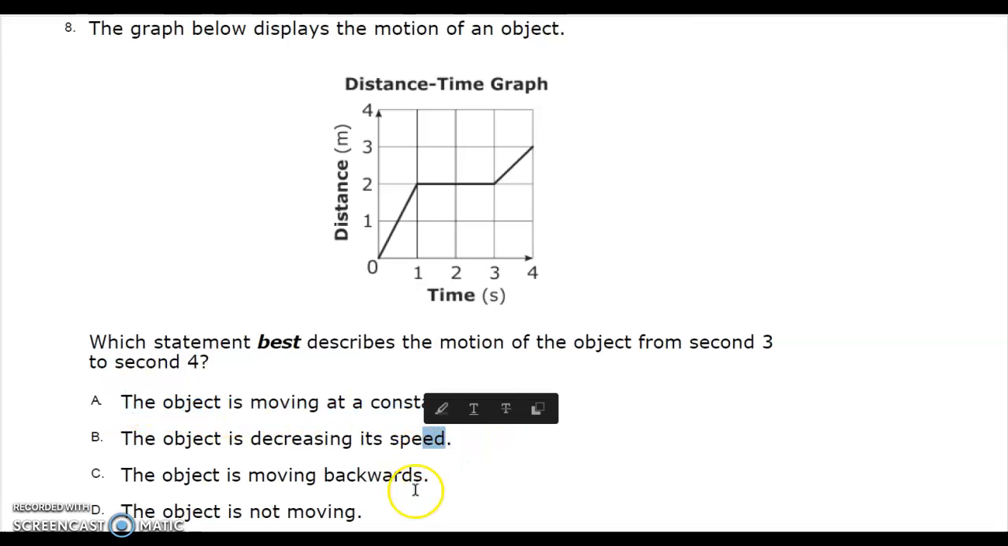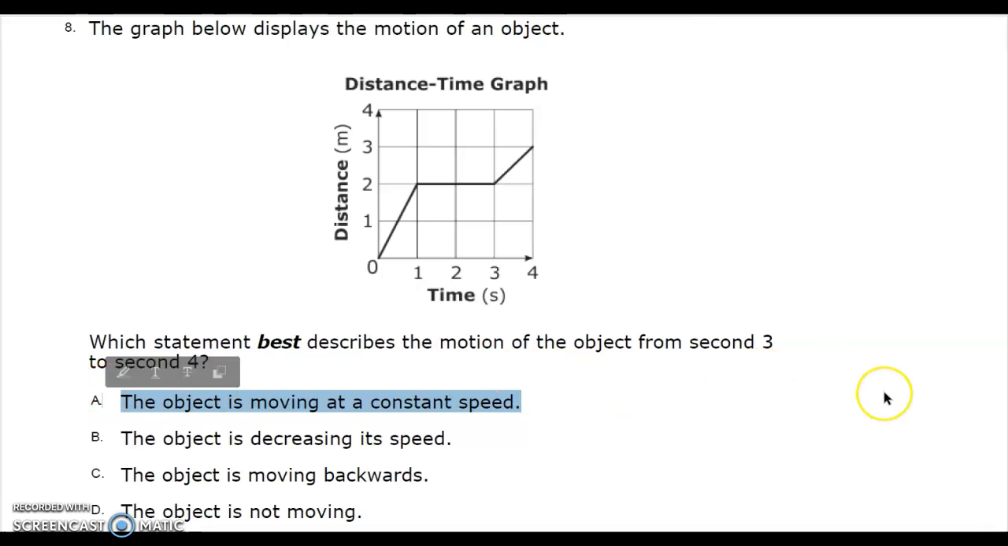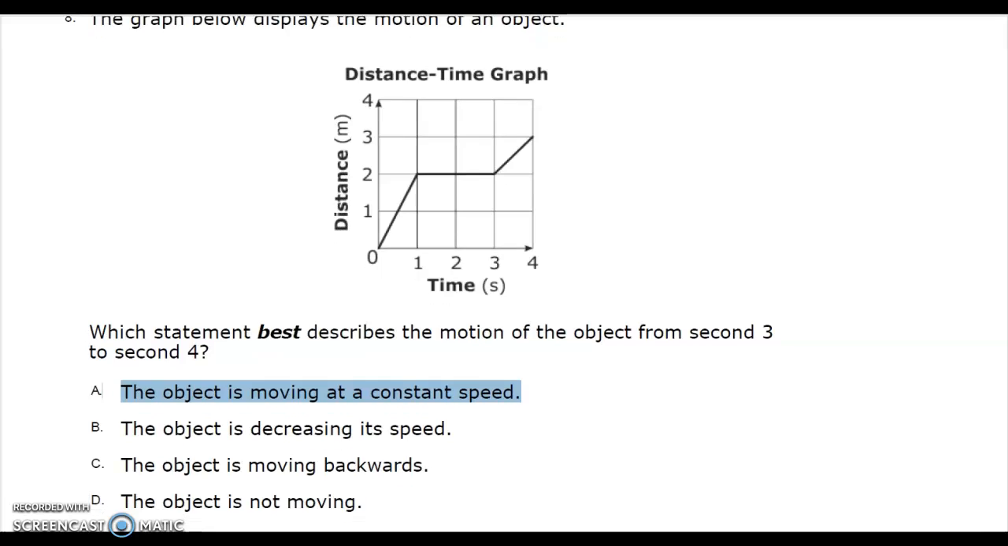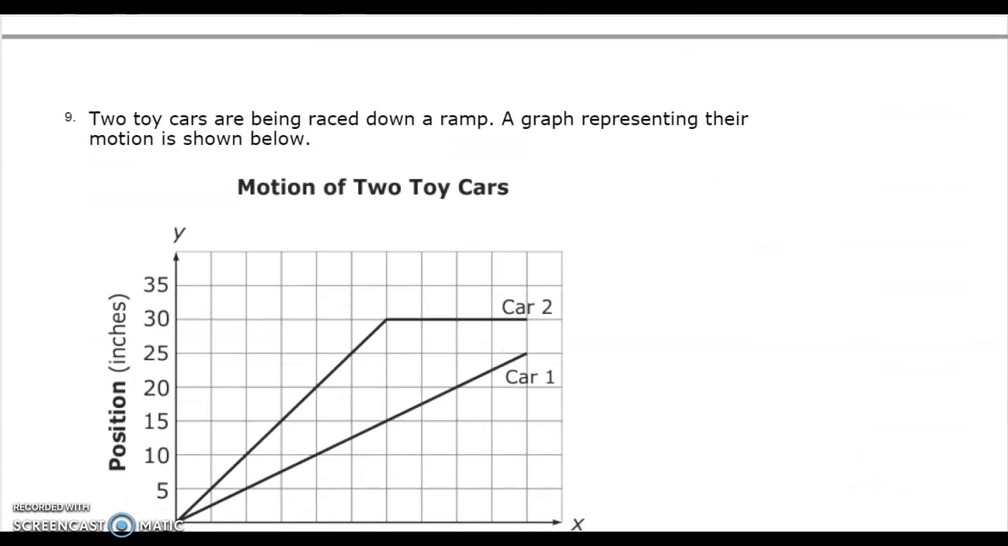It's definitely not decreasing speed. It's not moving backwards, and it's not at rest. So none of these 3 make sense. It's definitely A. A is your answer. It's moving at a constant speed, which, as we talked our way through that, we kind of knew the answer before it even started. Moving on.